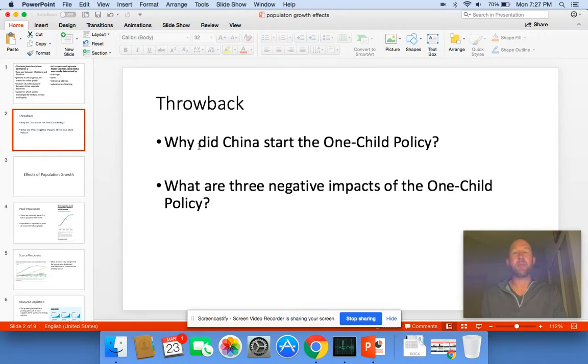And lastly, and maybe most sadly, it was the violation of women's rights, as women were forced to have abortions, and some were even forced to get sterilized, meaning they had a surgery that doesn't allow them to have babies.